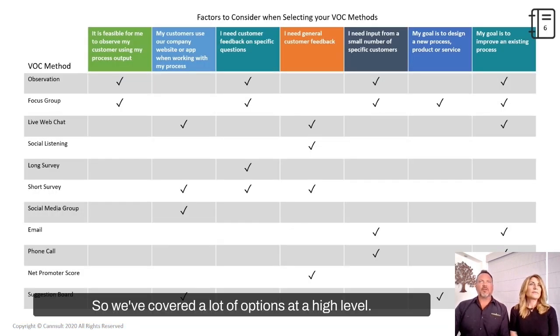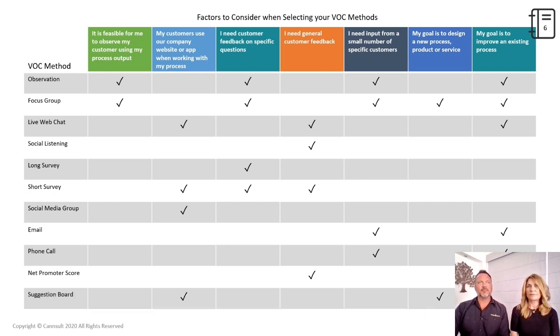So we've covered a lot of options at a high level. In this table, we give you a summary of the methods that we discussed and a little more guidance on when to use them. Most often, teams will use some combination of methods to gather feedback from their customers. And then the next step is to synthesize and prioritize that raw feedback.